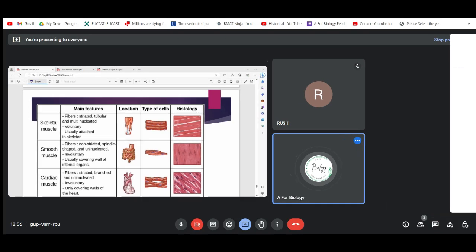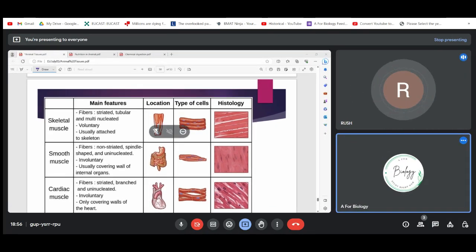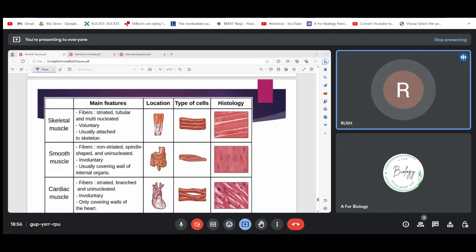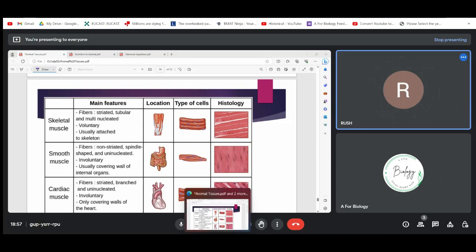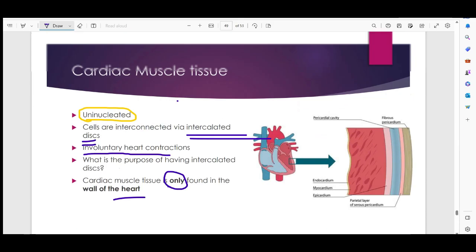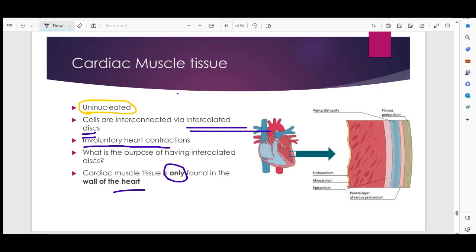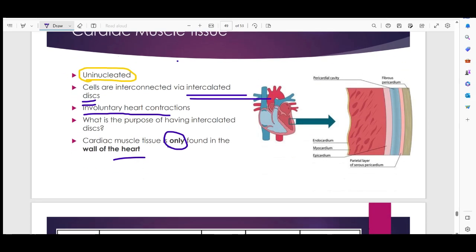Hello, can you hear me? Teacher, now it's okay. Teacher, I didn't hear the part after the three parts. Which heart? This one. The heart consists of three sections.